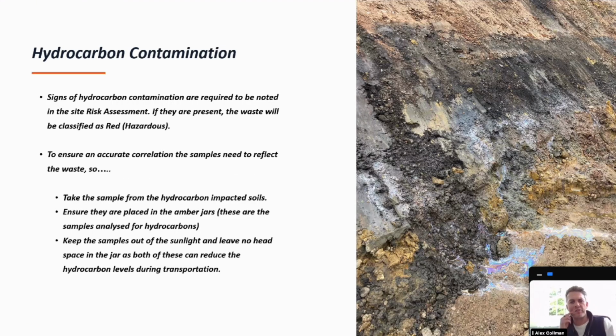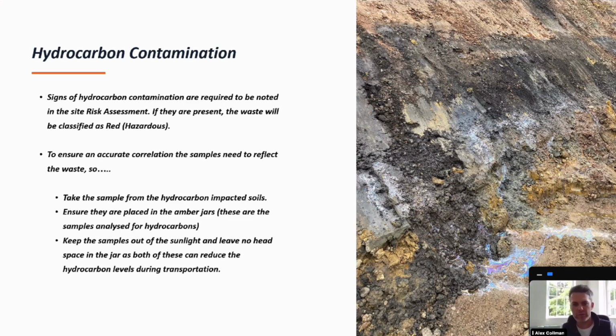So hydrocarbon contamination. Obviously this is part of the risk assessment, to look for evidence of it, whether it be an odour or hydrocarbon staining, and if you are seeing that in an excavation, then what that ultimately will mean is that the risk assessment shows that waste to be red, and therefore it needs to be treated as hazardous. So ultimately what we want is for your results to correlate with that. Where you are seeing hydrocarbon staining and hydrocarbon odour, it is likely that hydrocarbon contamination is present. So taking a sample that represents that is really important.